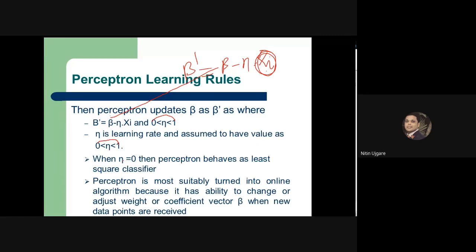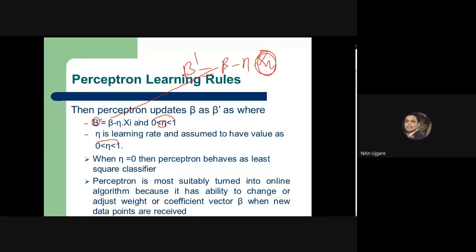So n is the learning rate, and it is always assumed to have a value between 0 to 1. When you take the value of learning parameter n to be 0, then the perceptron behaves as a least square classifier. There is no point in taking learning parameter n to be 0, otherwise the weight or coefficient vector will not be updated. The weight update will not happen if we take the value of n to be 0.